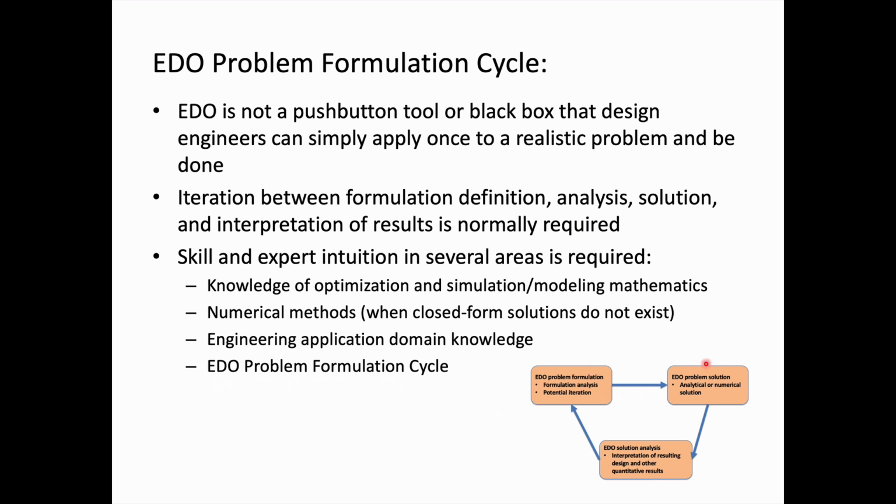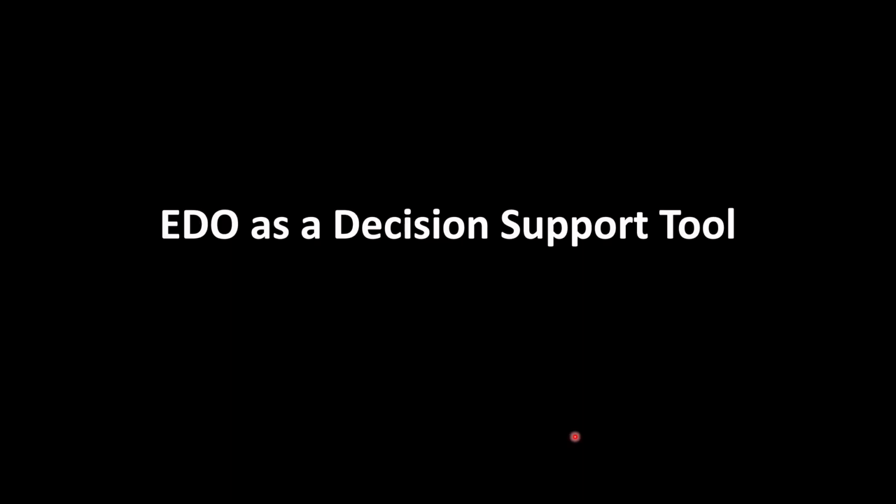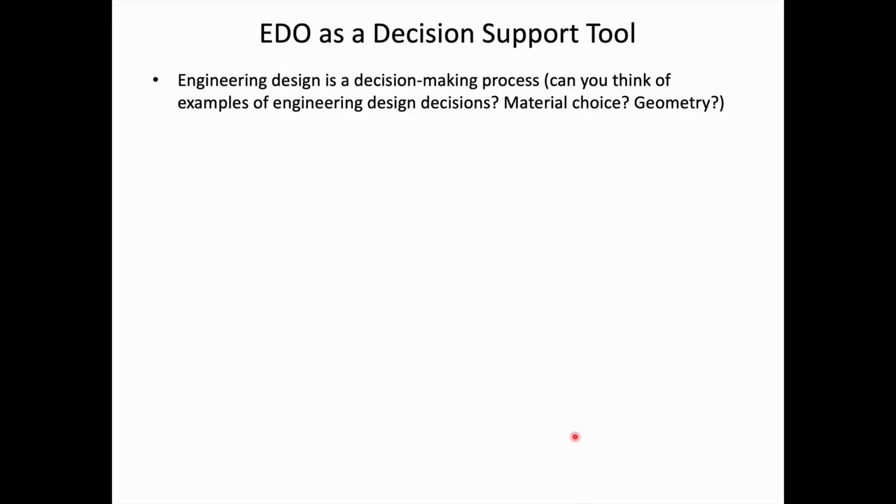What are the details behind each of these different tasks, and how do you transition from one task to the next? And of course, a theme running through all of this is design thinking skills, learning how to think as a designer and not just doing engineering analysis. Okay, one last main topic, just thinking about engineering design optimization as a decision support tool.